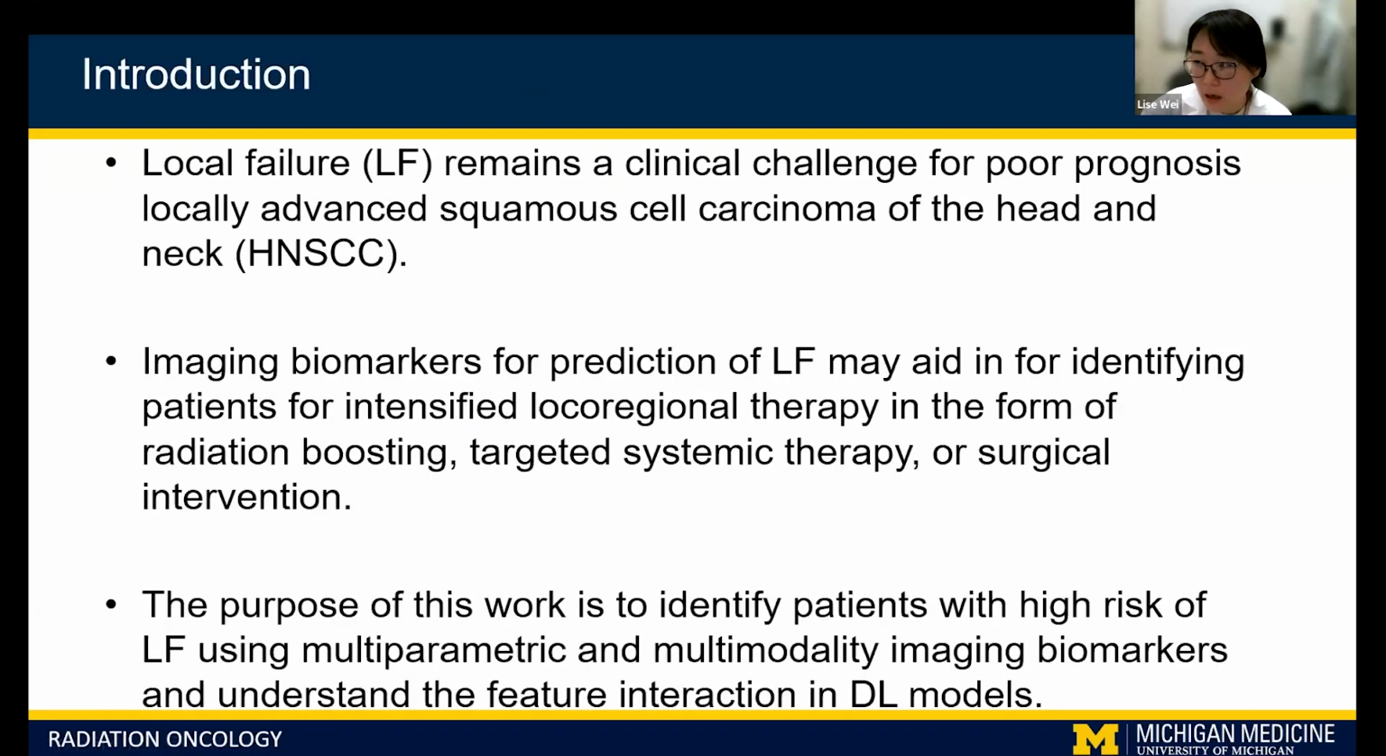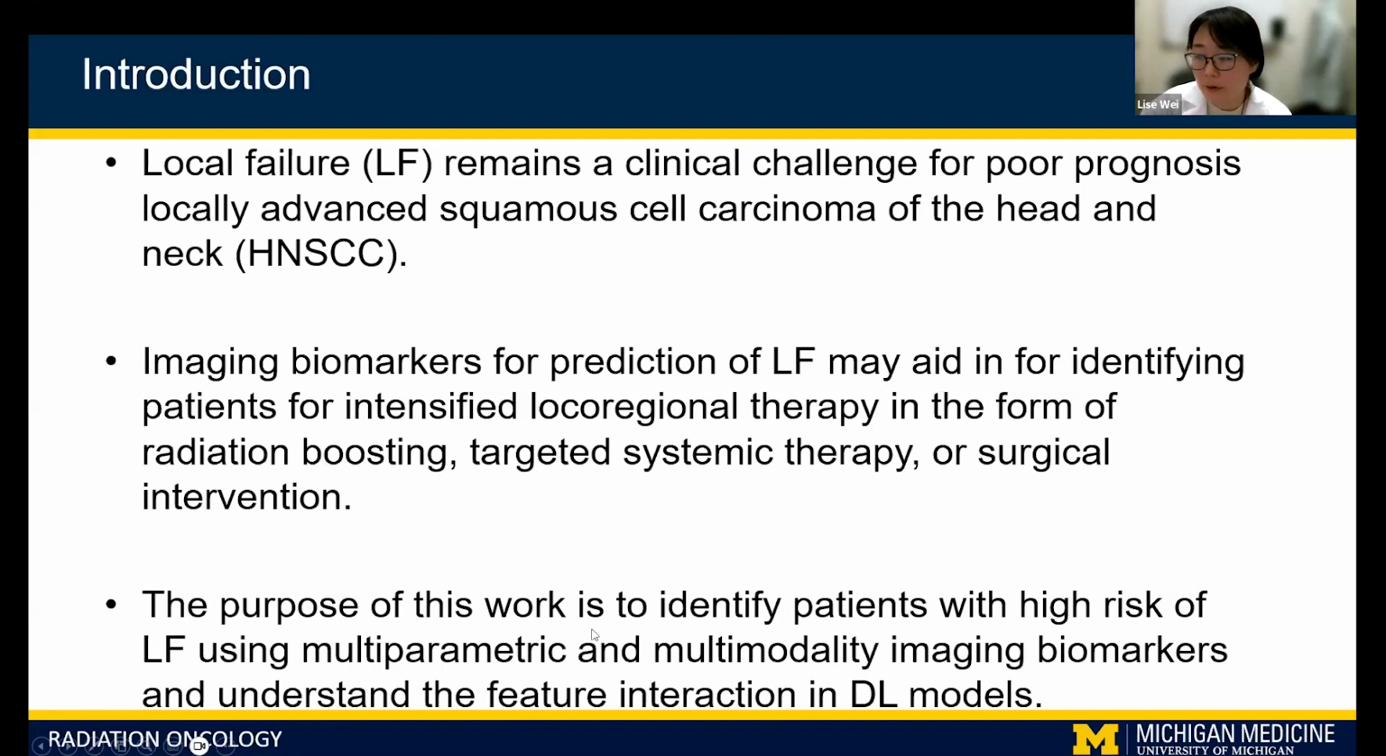Local failure is a clinical challenge, especially for poor prognosis head and neck cancer patients. And if we can find imaging biomarkers to predict this local failure, we may be able to help identify patients for intensified local regional therapy in the form of radiation boosting, targeted systemic therapy, or surgical intervention. So that's the motivation why we want to do the prediction for this local failure.